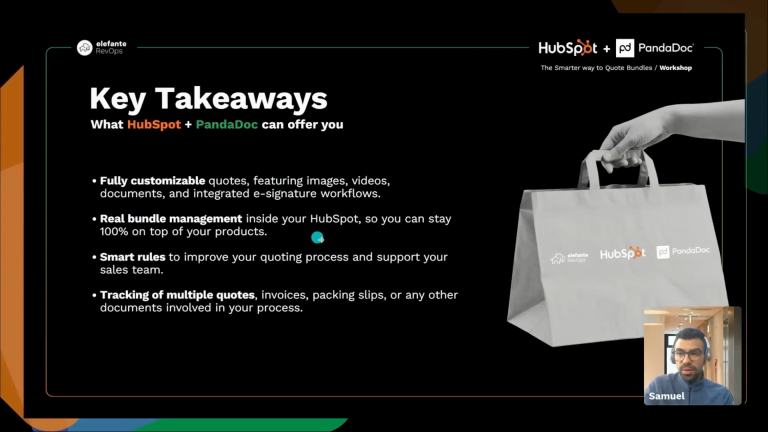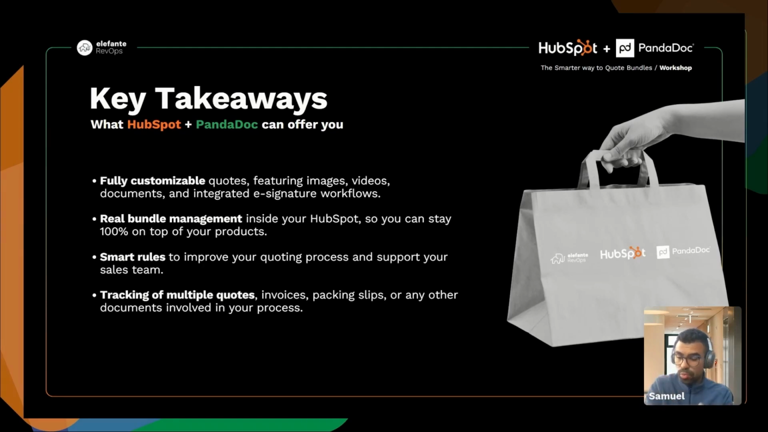What HubSpot and PandaDoc can offer you is real bundle management. So you don't need a third app that does this quote management, this bundle management. If you have 2 different systems where you control your product catalog, for example, HubSpot and Shopify, and you want the information to be updated in both of them, it's a problem if you are not able to manage bundles inside HubSpot, because Shopify can. So how do you keep this information right on both systems? It's really hard. So if you are able to manage bundles inside HubSpot as well, you will not have a problem.